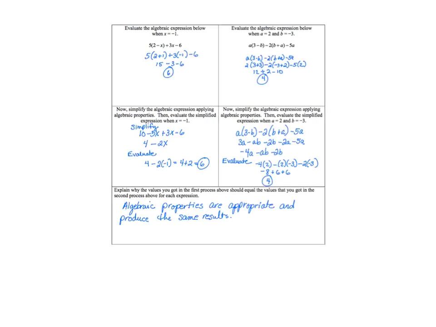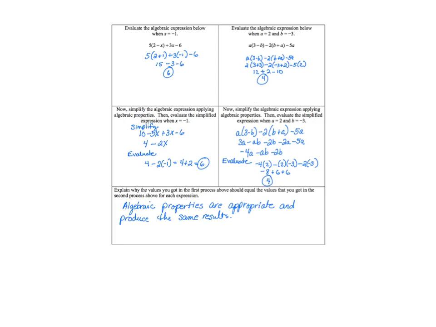Okay, so here are my answers. I took negative 1 and I put it in for x, and I got 6. I put in 2 for a and negative 3 for b, and simplified, and I got 4.